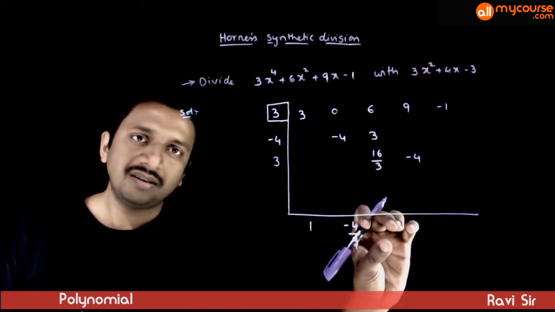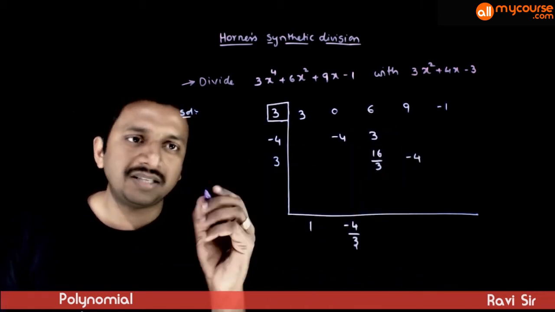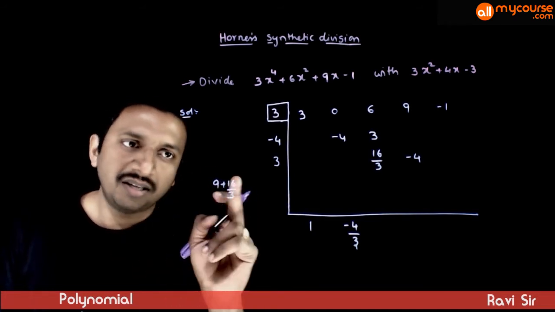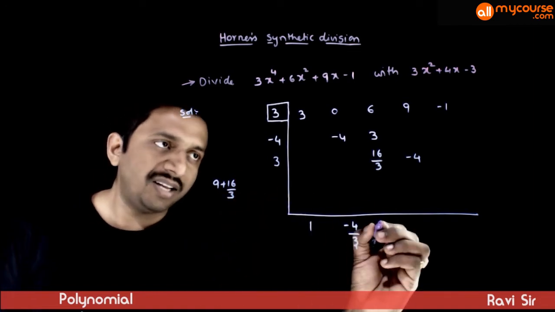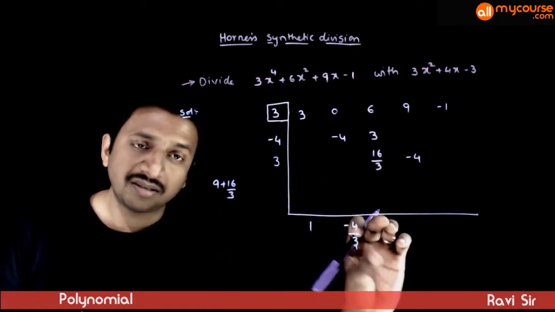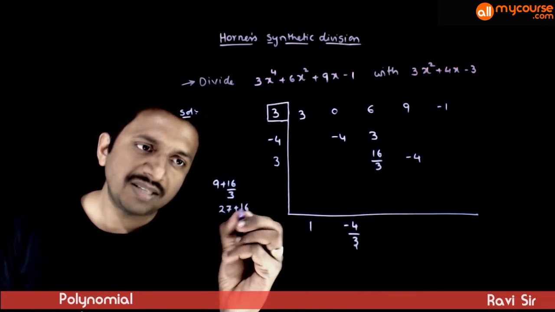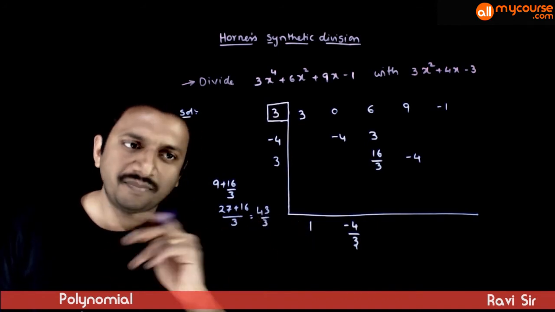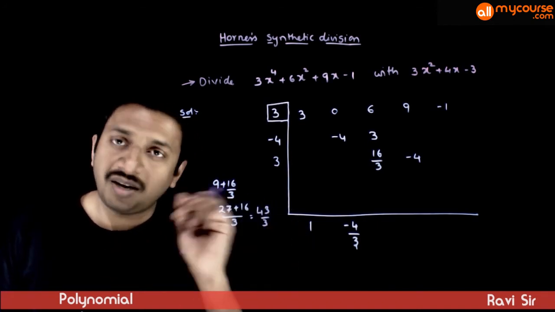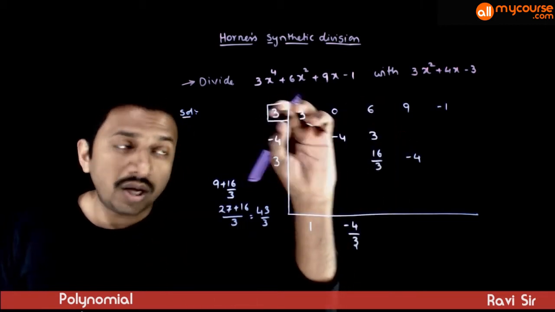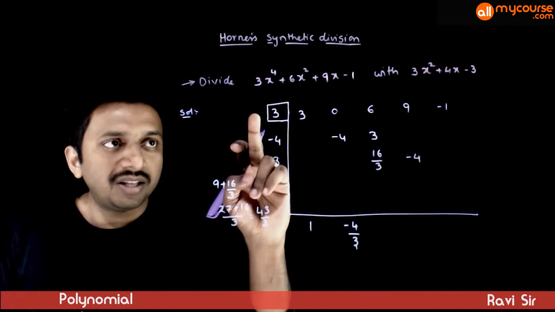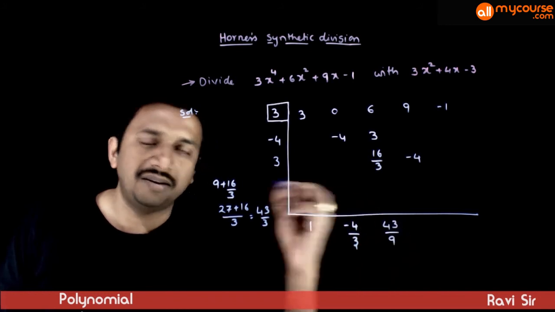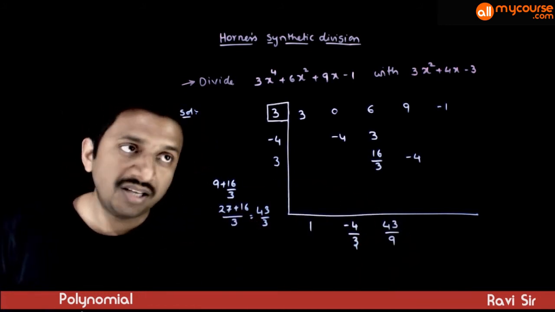Now what is the number that you get here? 9 plus 16 by 3. So 27 plus 16, that is 43, so 43 by 3. If the leading coefficient is 1, I would have got 43 by 3 here. But the leading coefficient is 3. I need to divide this by 3. So 43 by 9. Now we have come to the final stages.